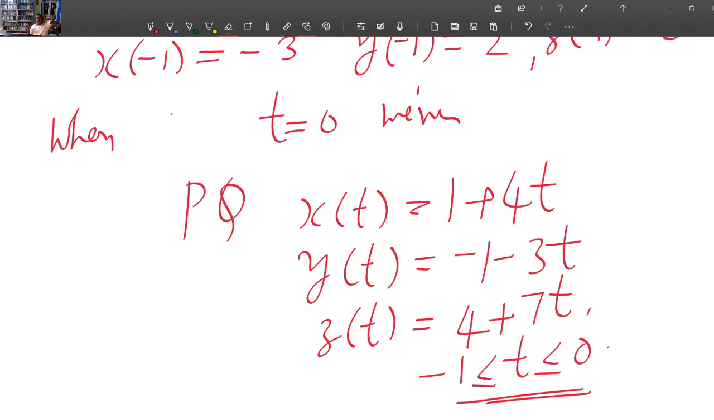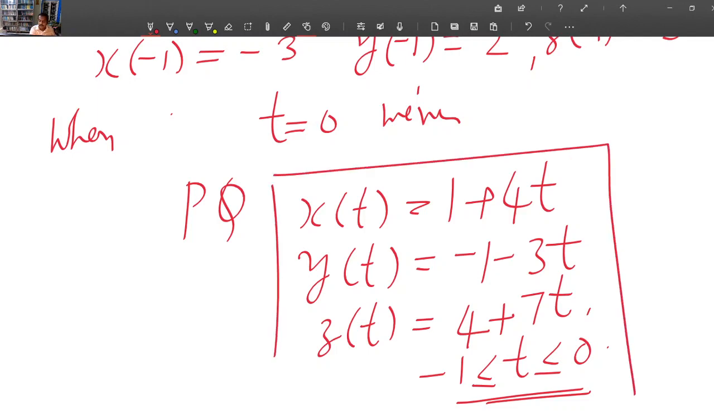Okay, so that is the solution. So this is the parameterization.